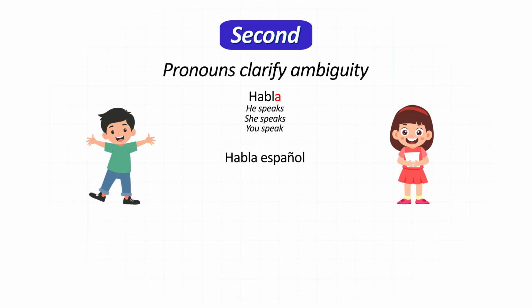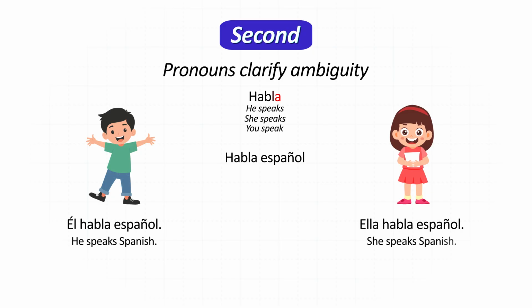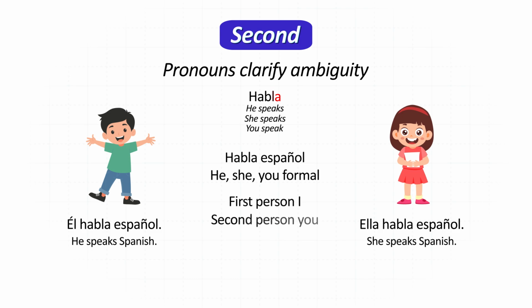So you'd add the pronoun. Él habla español. He speaks Spanish. Or ella habla español. She speaks Spanish. The pronoun removes the confusion. This ambiguity really only affects third-person forms, he, she, you formal, because they share the same verb ending. First-person I and second-person you informal have unique endings, so they rarely need the pronoun for clarity.